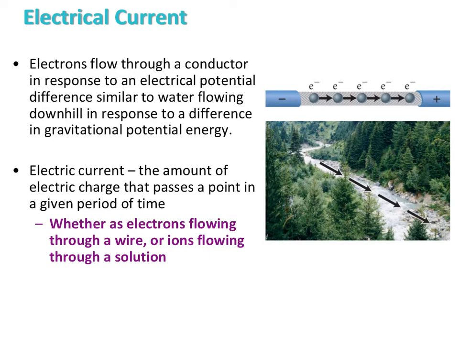So first we talk about electrical current. The way that you can think about electrical current is that it's like water flowing downhill. Here we have a mountain, and you see water flowing down some sort of river or creek, and electrons can act the same way. They flow through a conductor, and they're flowing in response to an electric potential.